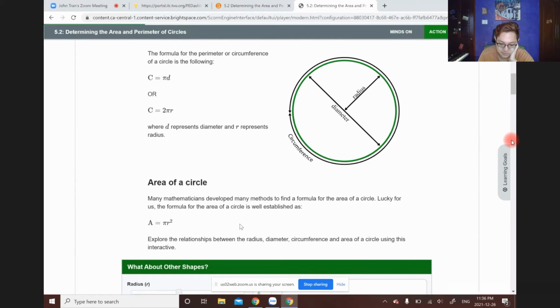Area of a circle. Many mathematicians developed many methods to find the formula for the area of a circle. Lucky for us, the formula is well established: A, area, equals pi r squared. The radius has to be multiplied by itself, so you square the radius, then multiply that by 3.14, which is pi, and you get the area, pi r squared.